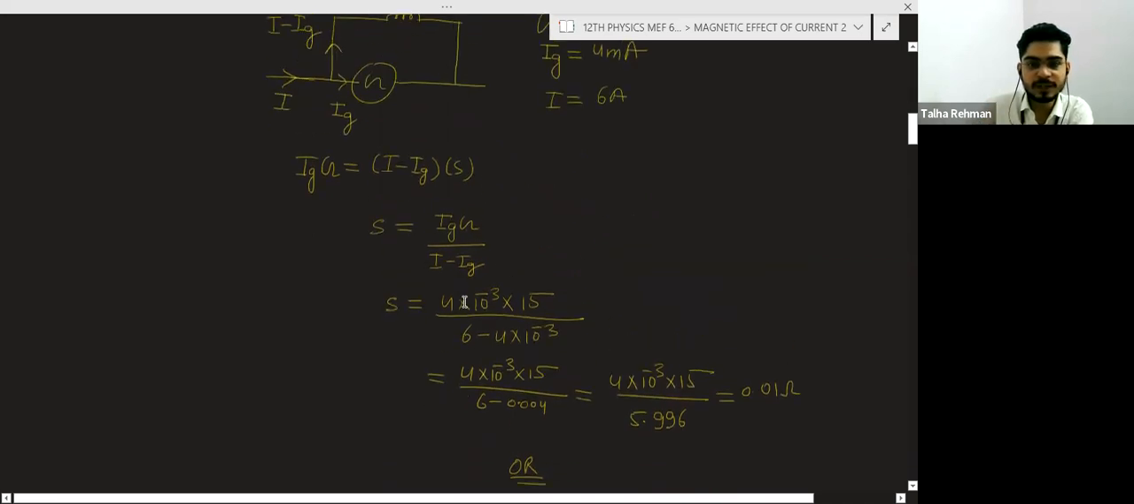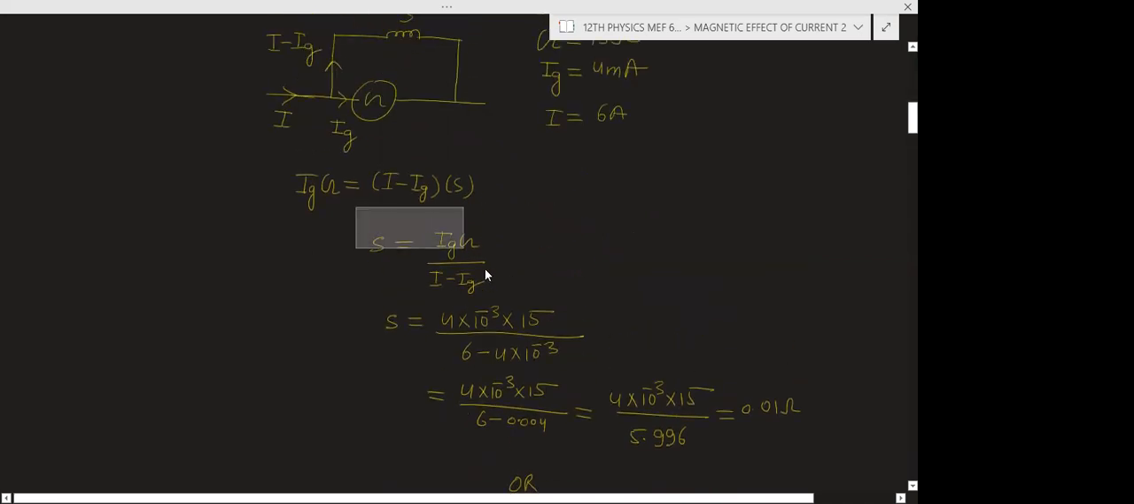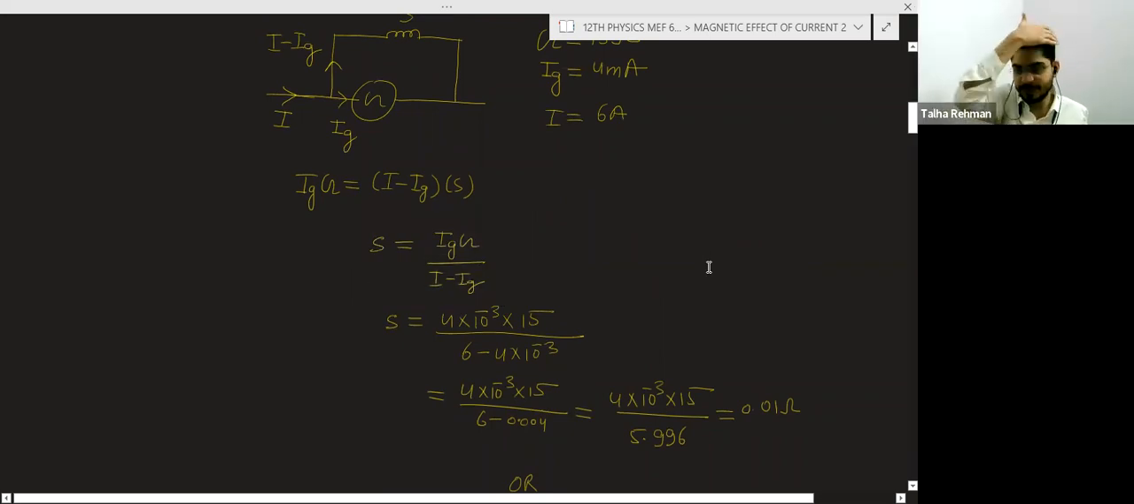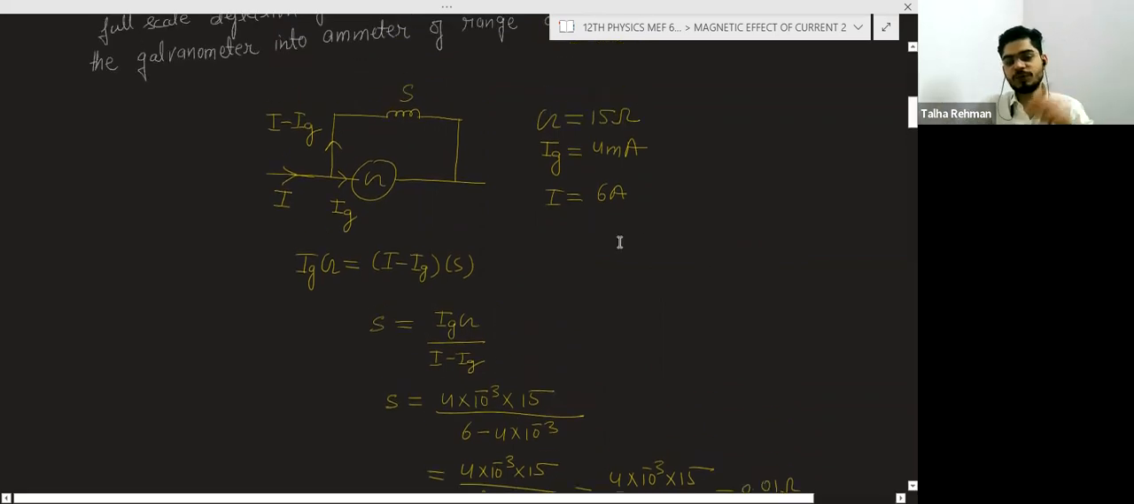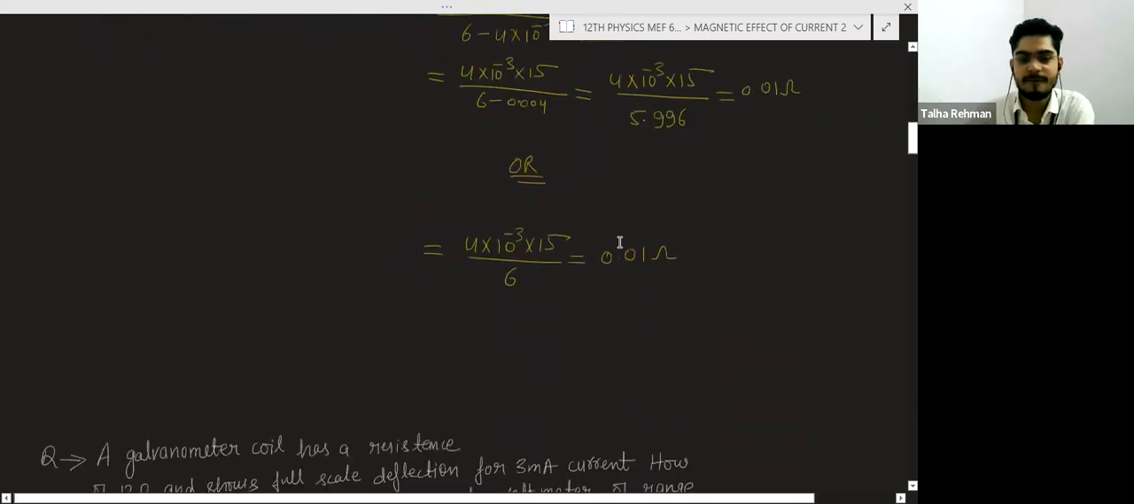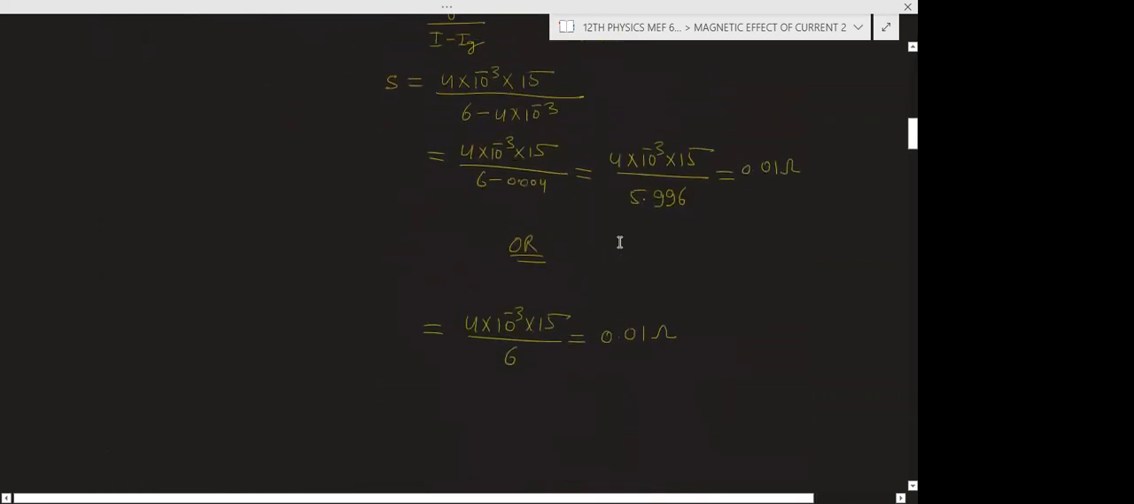Or simply you can learn this formula also. Either you can solve by directly learning the formula and applying it, or you can derive the formula and then put in the values and get the answer. Now it's all clear?